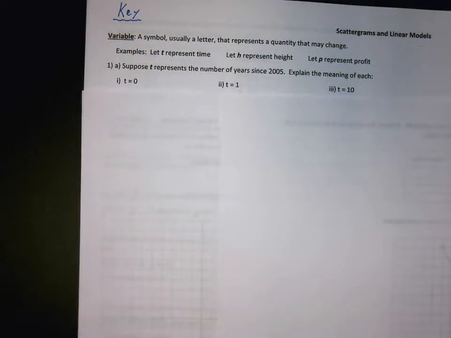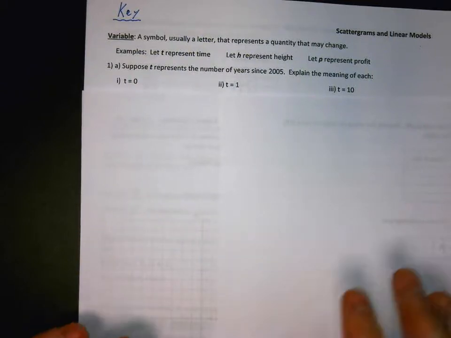Okay, in this video we're going to look at defining variables and then just some basic point plotting, and then we'll look at graphing scattergrams or scatterplots, okay, which are just a fancy way of saying graphing points when you have a context of a word problem.